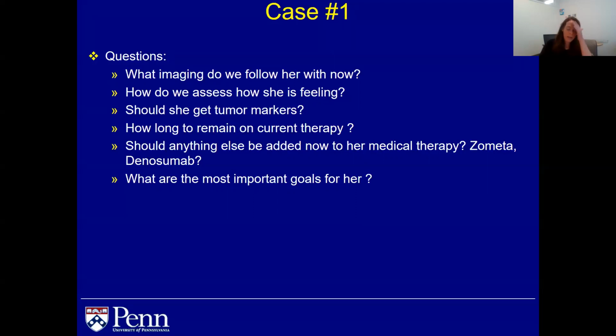In terms of anything else that should be added to her medical therapy right now, I've listed Zometa and denosumab as examples. These are osteoporosis drugs that are extremely helpful at treating cancer in the bones. They make the bones less likely to have bone breakdown and turnover, and that discourages further worsening of cancer in the bones and further spread to bones, and it really helps manage pain and symptoms. However, in her particular case, we're not sure she has cancer in the bones.